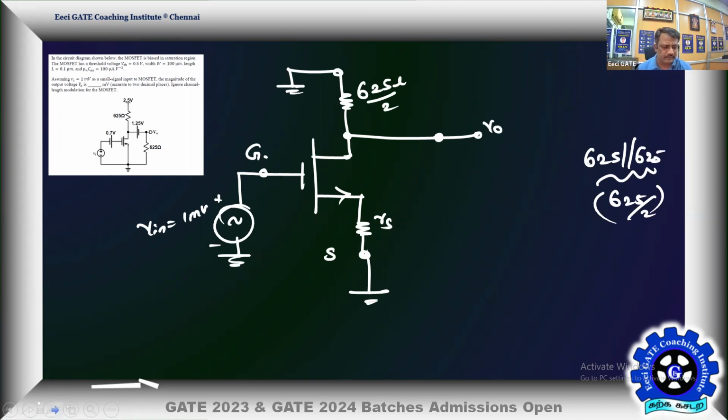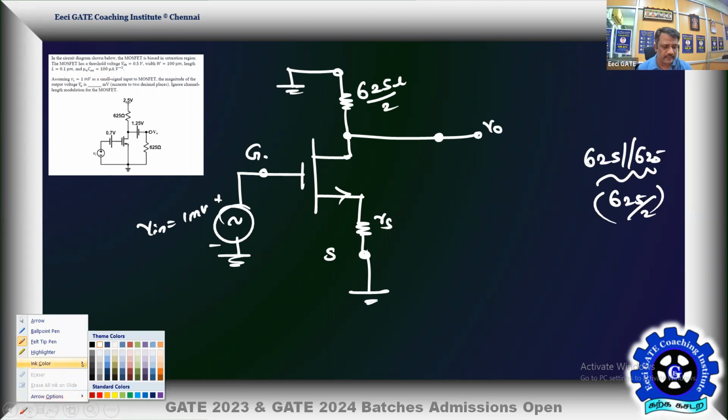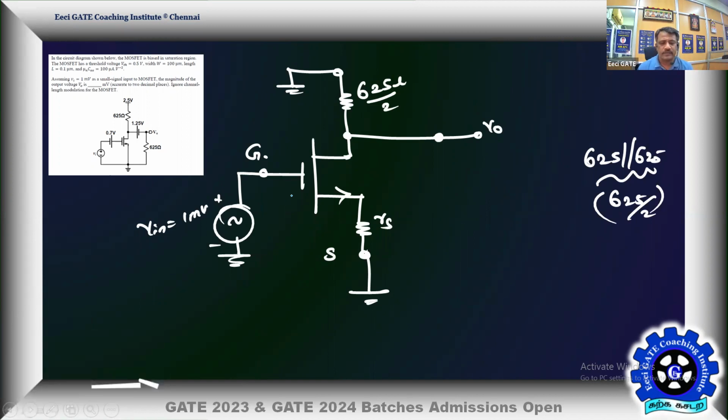So let us begin the analysis. AC analysis. This difference we know is equal to 0 as per the small signal equivalent, and rs is given as 50, so this is equal to 50 ohms. Therefore this is 1 millivolt, and this is also going to be 1 millivolt. Then the current is going to be 1 millivolt by small rs. The same current is here. That's my ID, the channel current.